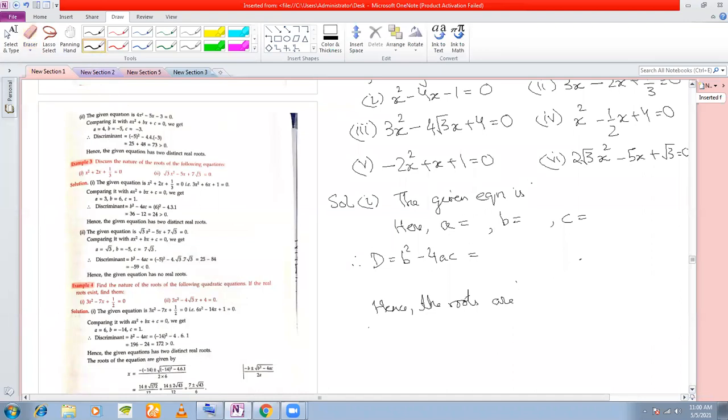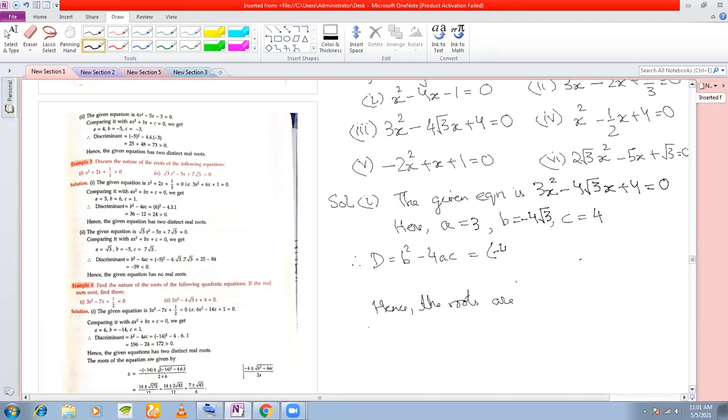Third one here, the given equation is 3x square minus 4 root 3x plus 4 equal to 0. Coefficient of x square here is 3, so a must be equal to 3. Coefficient of x is minus 4 root 3, so b must be equal to minus 4 root 3. And the constant term here is plus 4, so c must be equal to plus 4. Now put the values here.